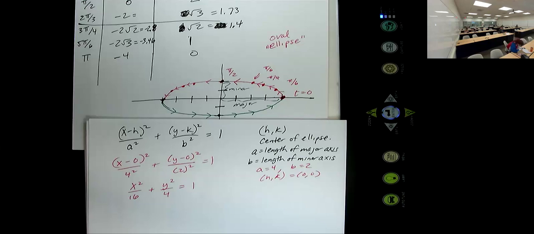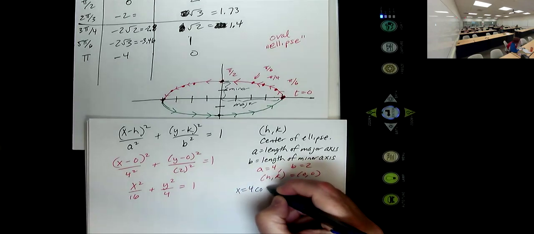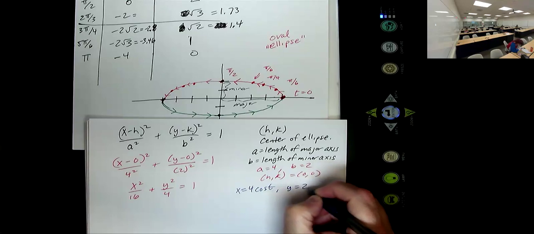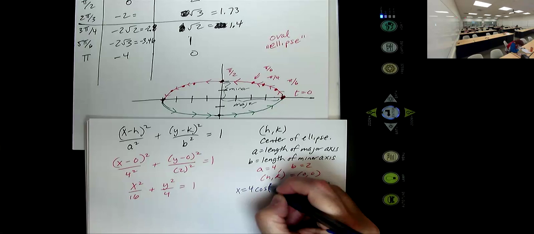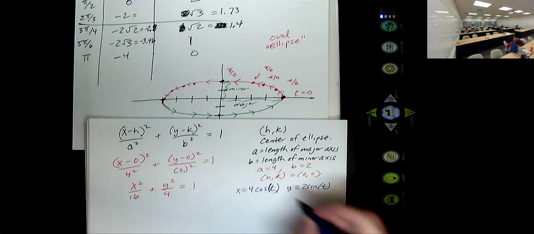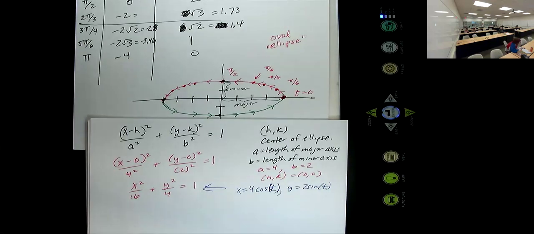So how can we go from x equals 4 cosine t and y equals 2 sine t? How do we get there? How does that turn into that? Any ideas?